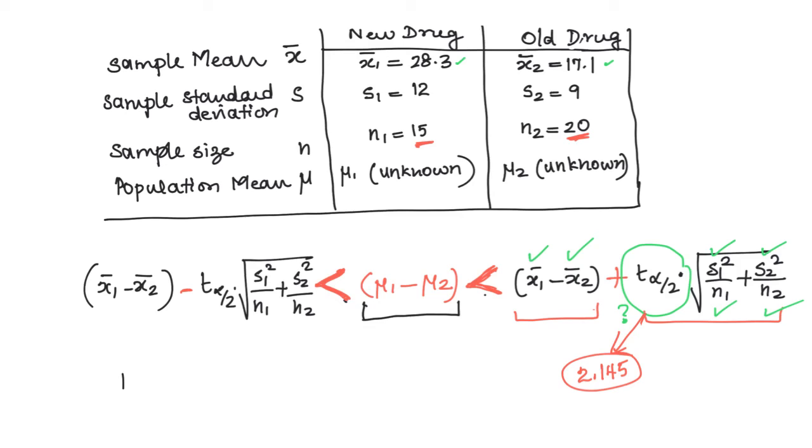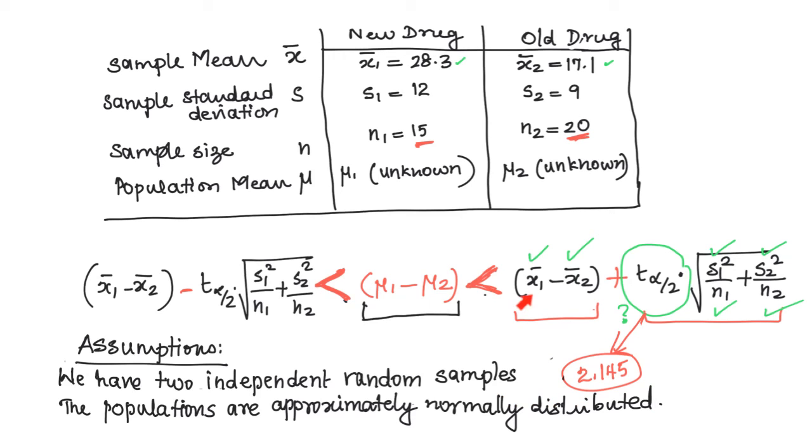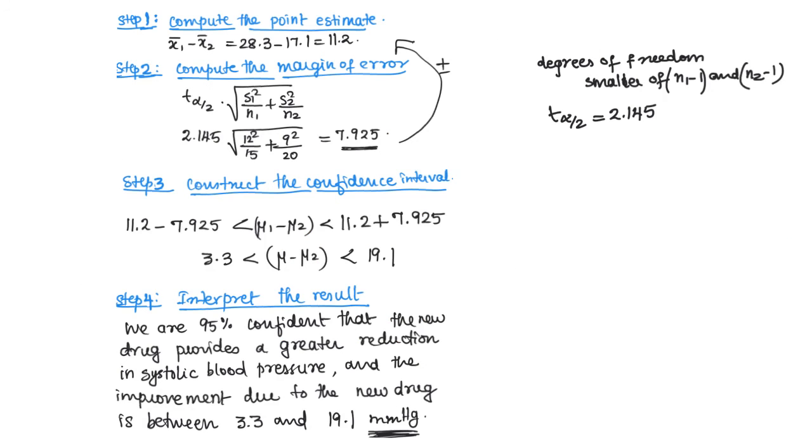Now we know all the information, we got the critical value also. So now substitute all these values and the critical value into the formula and construct the confidence interval. To check the assumptions, we have two independent random samples and the populations are approximately normally distributed. Then we can continue the procedure. If you want, you can substitute everything at once and calculate, or you can do a step by step procedure: calculate this first, then find this, then add and subtract. So I'm going to compute it step by step.